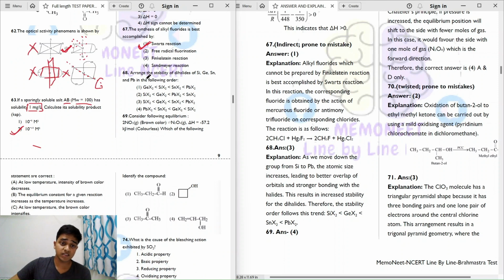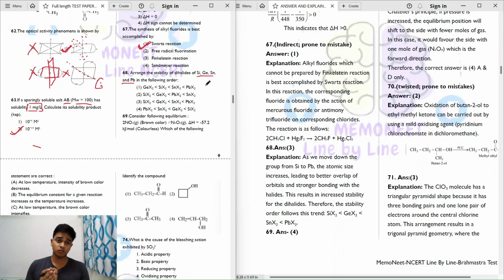Moving on to the next question. The question says, arrange the stability of dihalides of silicon, germanium, tin, and lead in the following order. We know the inert pair effect, right? As we move from top to bottom in a group, the inert pair effect becomes more and more predominant because of the weaker shielding effect of the lower lying orbitals. In the higher shells we have d orbitals and f orbitals, which are poor shielders of the nucleus. So the valence s orbital is held tightly by the nucleus, and those electrons are not easily used up in a reaction. This is called the inert pair effect.